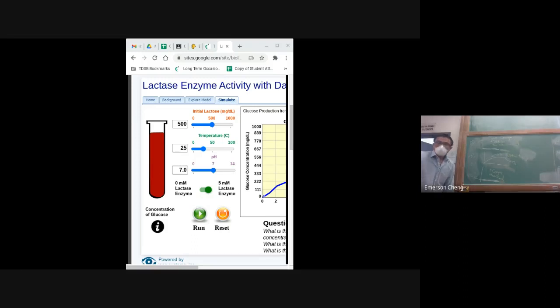Any questions? Now, my quick question for you is this. Why do you think both temperatures, 35 and 25 degrees, reach the same level? Why is that?